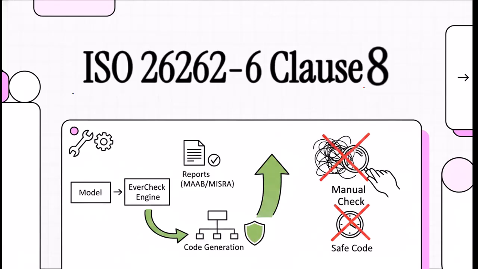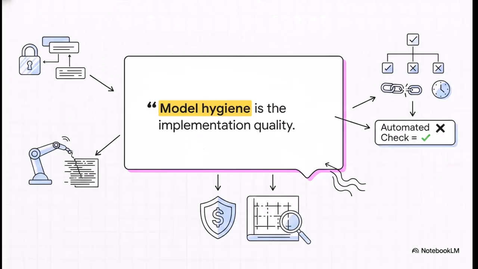ISO 26262-6, Clause 8, and how we can practically enforce model hygiene using a tool called EverCheck. Right off the bat, there is a baseline truth for our entire topic today. Here it is. Model hygiene is the implementation quality. I really want you to let that sink in for a second.